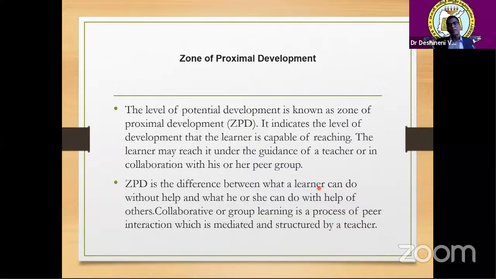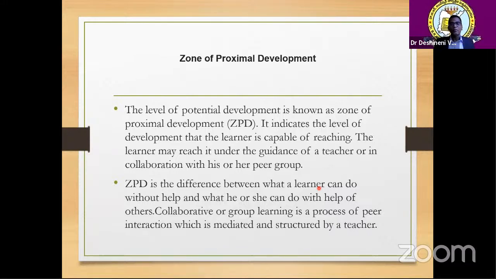Particularly when the child is learning the concepts from the adults, those who have more in-depth knowledge in that concept, it helps the child better. One more important thing you have to remember is that the zone of proximal development is the difference between what a learner can do without help and what the learner can do with the help of others. This refers to the zone of proximal development.